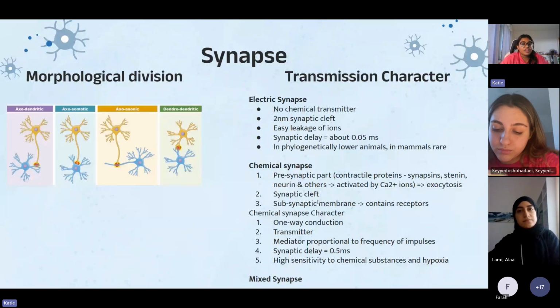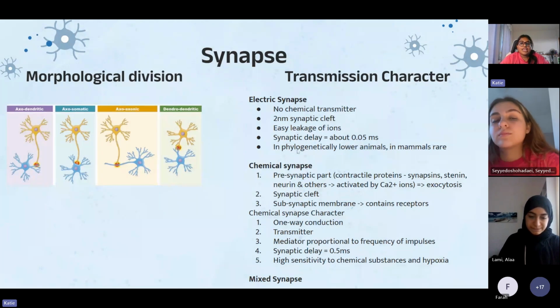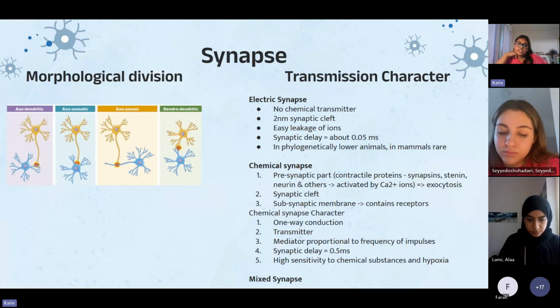The whole point of having a neurotransmitter is moving from one neuron to another. But if you have a very small space in between, you don't need this neurotransmitter. That's the whole point of an electrical synapse. It has a synaptic delay of 0.05 milliseconds, which is a very short delay. We don't normally have electrical synapses in the human body. I think we mostly see them in some cells in the brain and even in the heart. I think in the gap junctions of cardiomyocytes, you have electrical synapses.